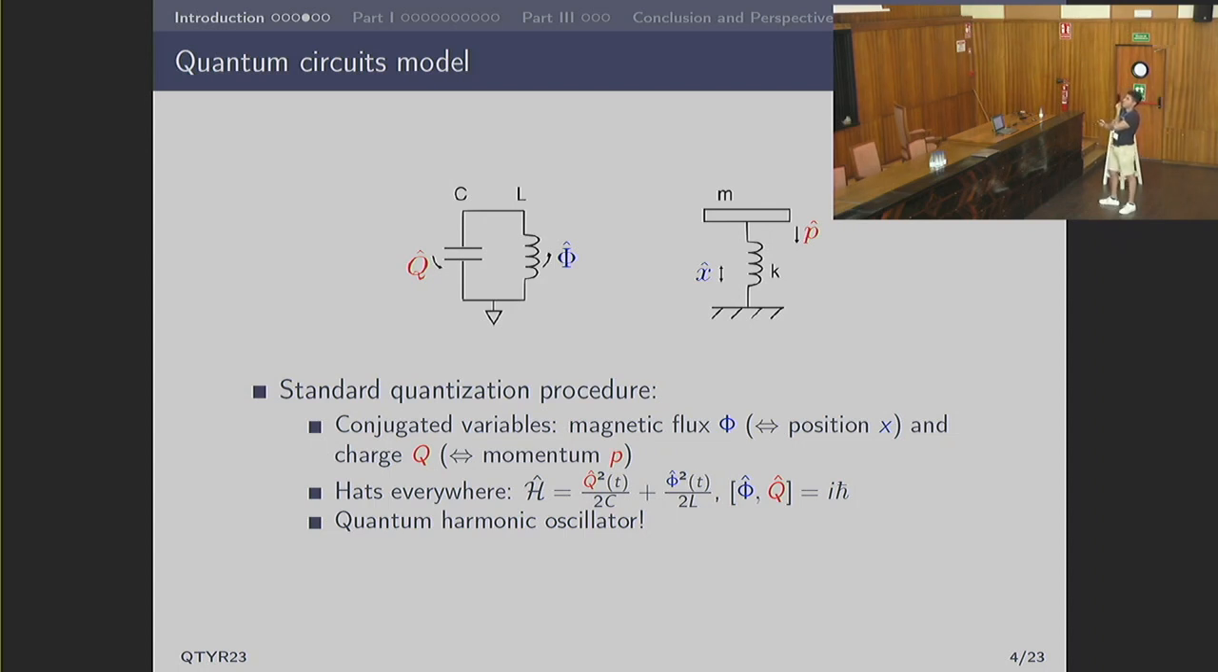Which is why, in order to quantize this circuit, we can just lay out the standard quantization procedure. So defining your conjugated variables, phi and charge, so the magnetic flux and the charge, which enables you to compute your classical Hamiltonian, which you make quantum by defining these two operators, which are to fulfill this commutation relation. So again, very akin to the standard mechanical oscillator, for which you then end up with a quantum harmonic oscillator Hamiltonian of this form.